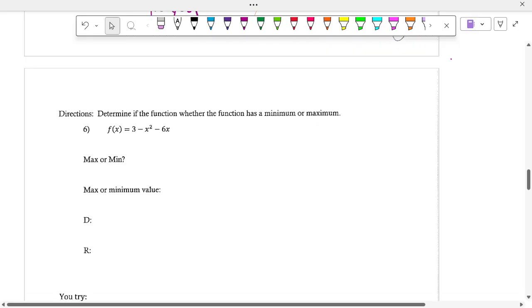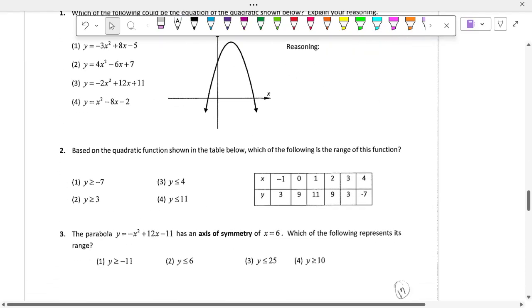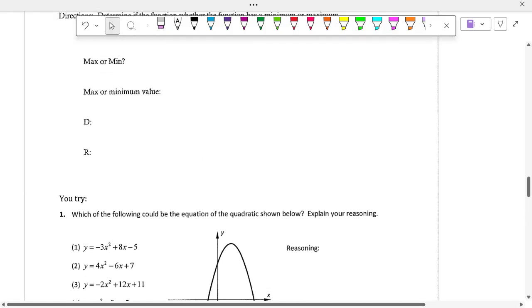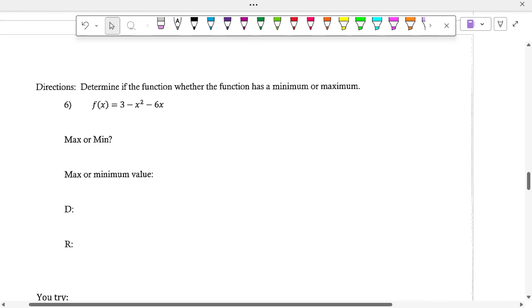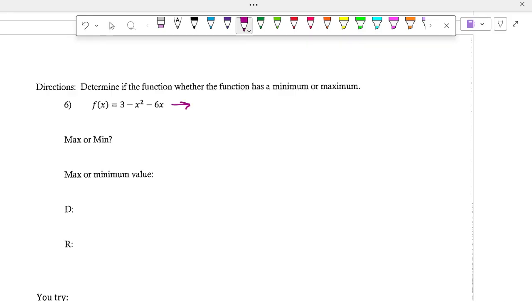All right, now, last thing. So for number 6, we kind of already did this a little bit, but it wants us to determine whether we have a max or min, and then from there, figure out the max or minimum value, and then the domain and range. So first off, let's put this in standard form. What would this function be in standard form, Tyson? f(x) equals negative x squared minus 6x plus 2.